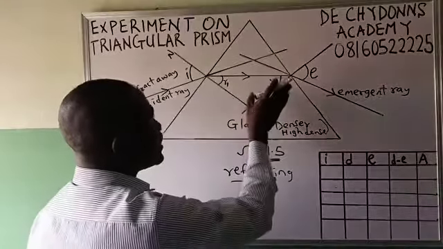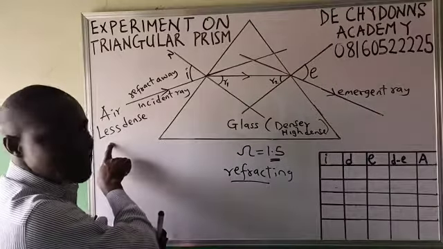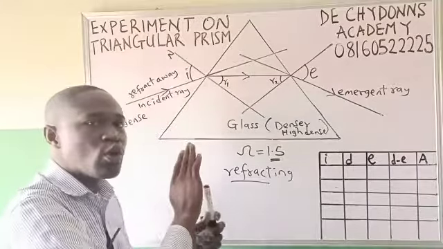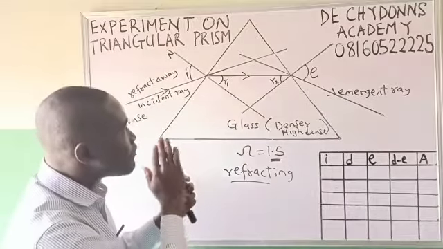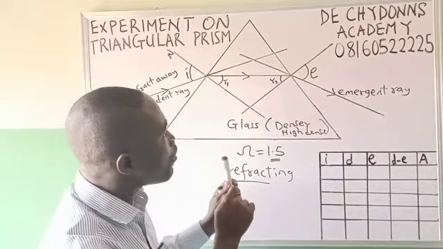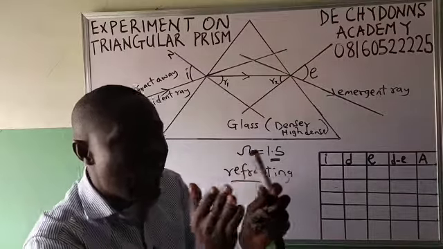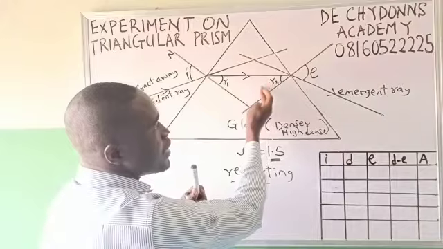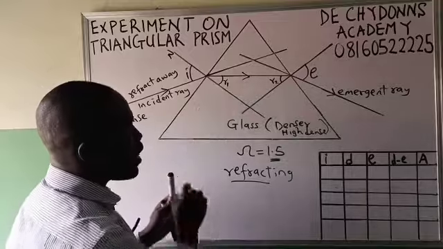So we need to have this in our mind, that when a light ray is moving from a less dense medium to a denser medium, such as glass, it will be refracting toward the normal. But when the light ray is moving from a denser medium to a less dense medium, it will be refracting away from the normal. That is, away from the normal means the angle here will be greater than this R2, while this one, I, will be greater than R1.